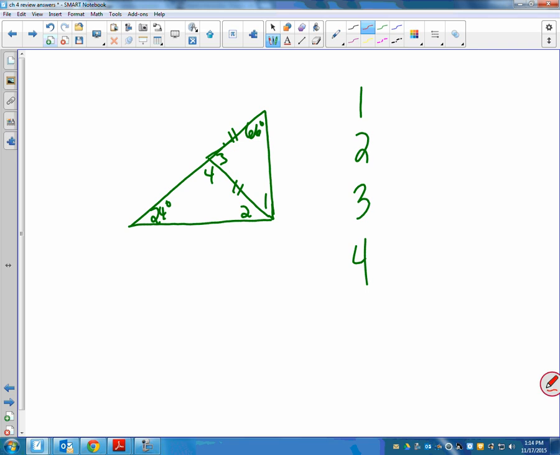How could you find angle 1? That's the only thing they tell us on this. This is the only thing they tell us, right? That this side is congruent to this side. What kind of triangle do I have going on here? It's a little isosceles triangle inside this bigger triangle, yes?